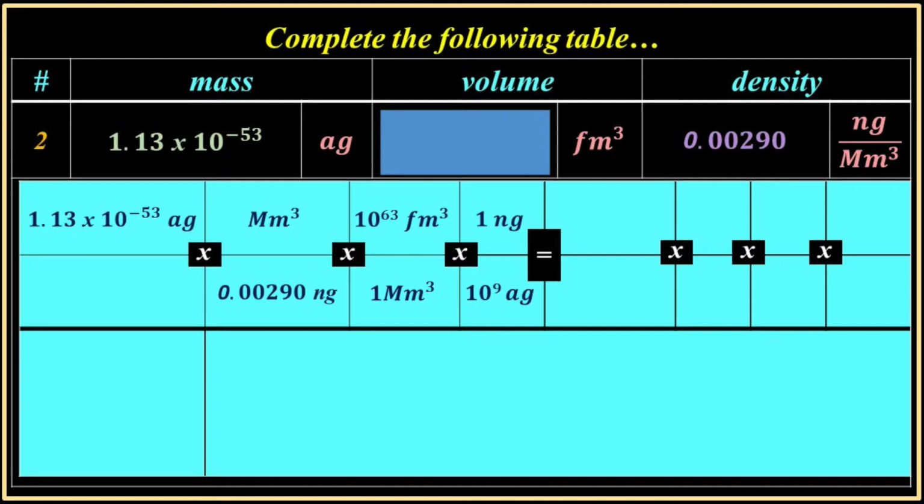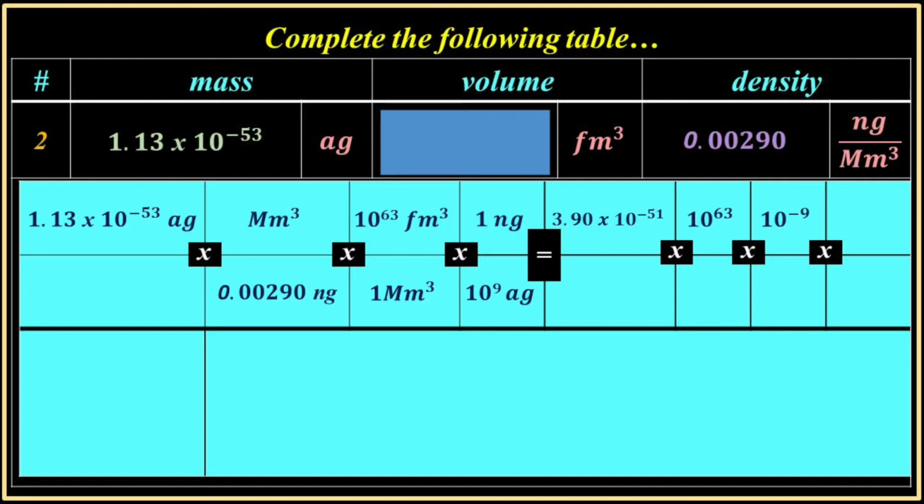Remember, I'm not going to cross things out all the time on all the different problems. Here we have 1.13 times 10 to the negative 53 divided by 0.00290. And so I get 3.90 times 10 to the negative 51, bring over 10 to the 63, bring over 10 to the negative 9. Always remember, you take the reciprocal of a base, you take the additive inverse of the exponent. That should be your mantra here. Don't forget to change the sign.